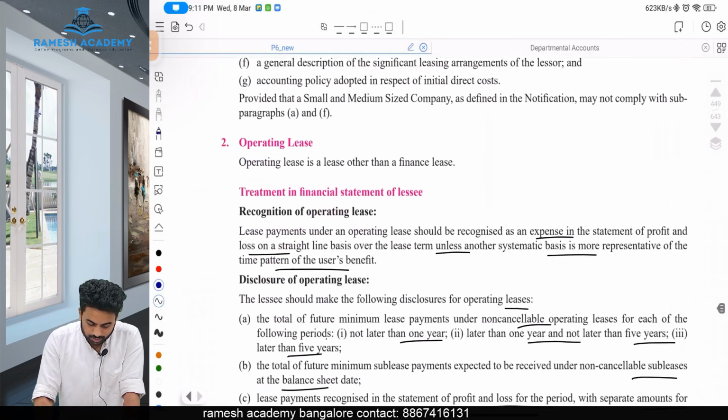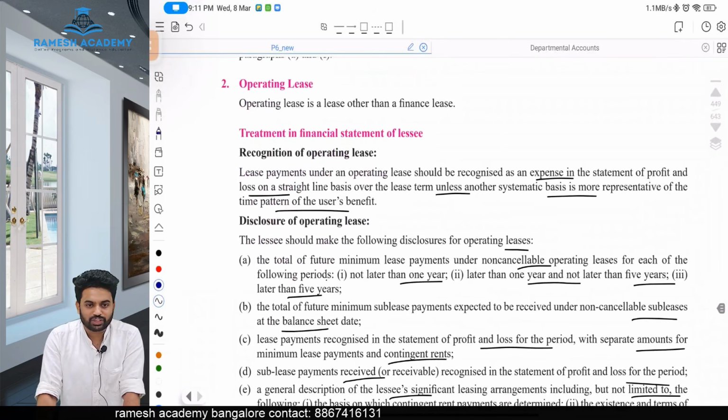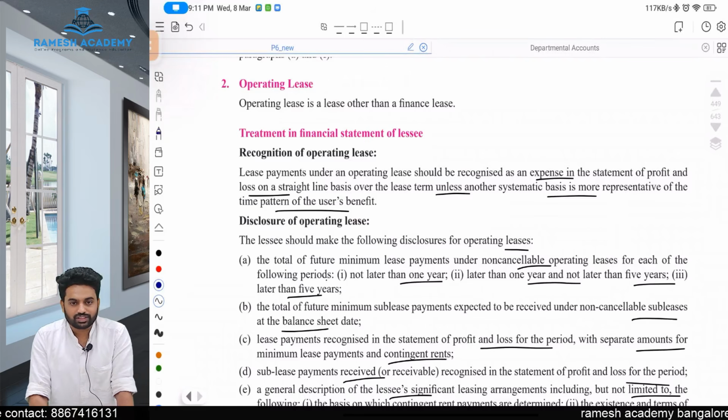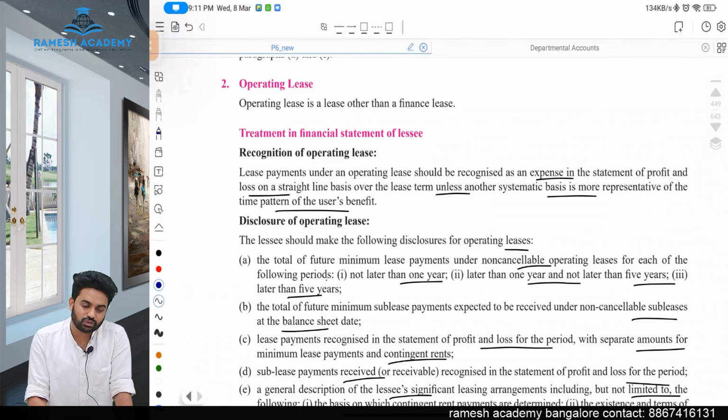Next one is operating lease. In an operating lease, basically you are just paying for what you are using, which means it is your revenue expenditure, right? So you are just transferring your lease payments to the P&L. The asset will be there in the lessor's book only, because he is the actual owner, he is the legal owner. And depreciation, as he has the asset in his books, he is going to depreciate it.